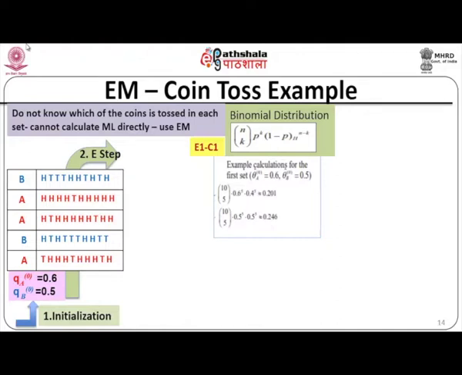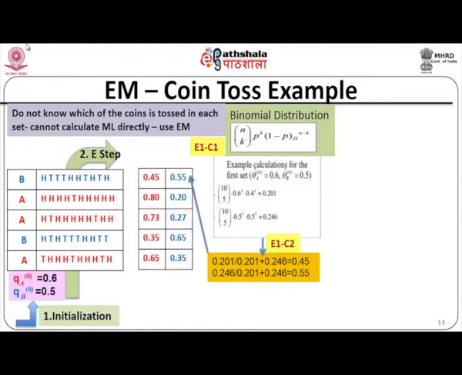With those values, we calculate the binomial values of 0.201 and 0.246. That is the first step. After we do that, we calculate the probability of you selecting a red or you selecting a blue. That is given by 0.45 and 0.55, by normalizing with the addition of the two values. So, from this we get the next table.